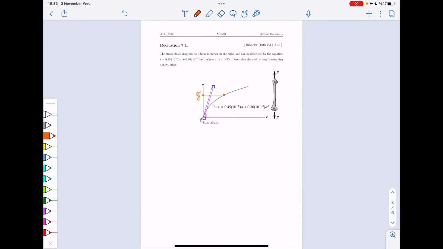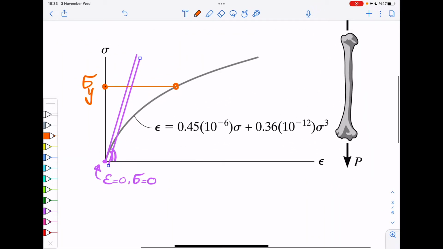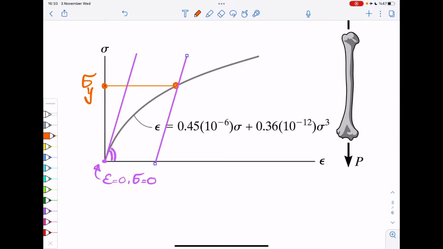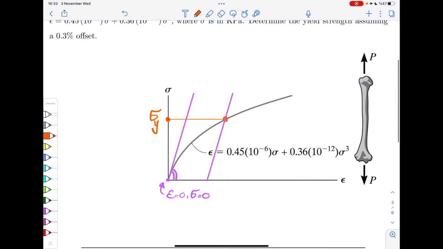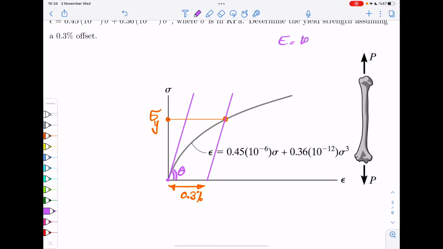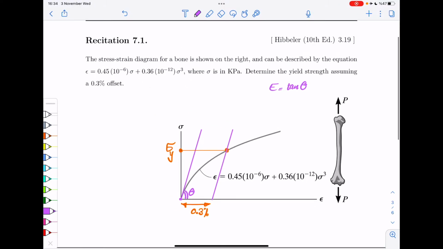If you draw your elastic curve from that point, you know, if you draw this one from that point, you get 0.3% in your strain axis. So this distance is 0.3%. All right? Now let's call this angle maybe theta for simplicity. And then your modulus of elasticity, E, or your Young's modulus, in an extension test is simply the tangent of that theta. Now, how do we calculate this?